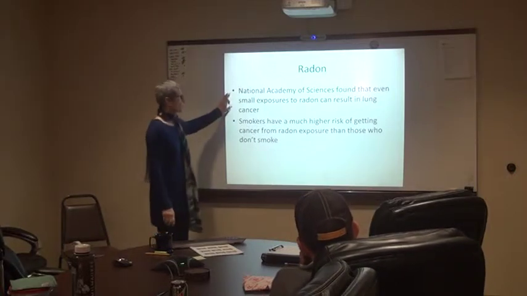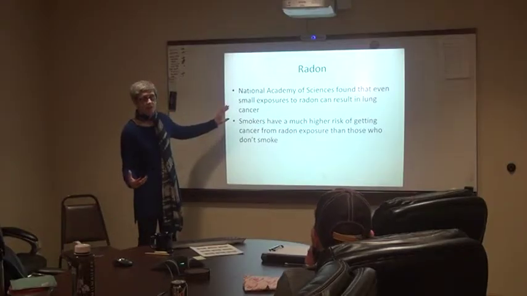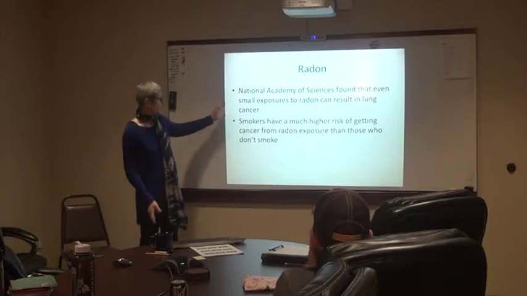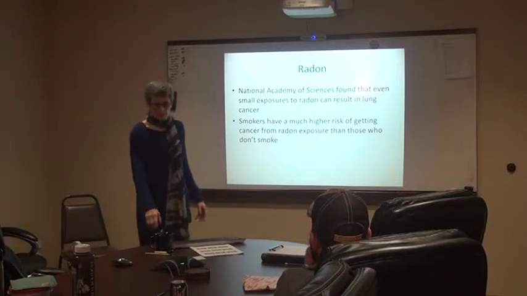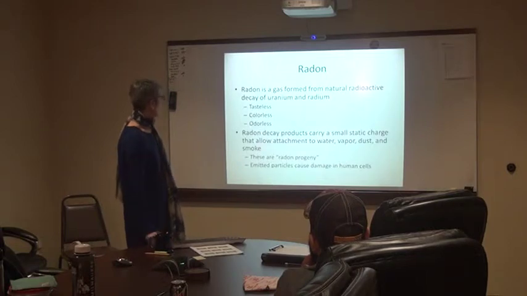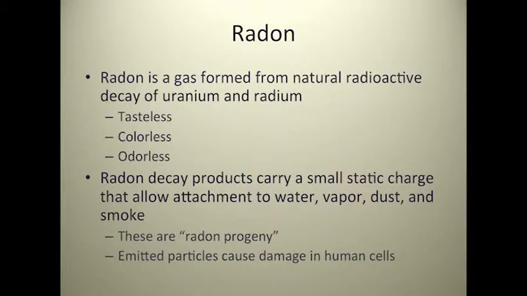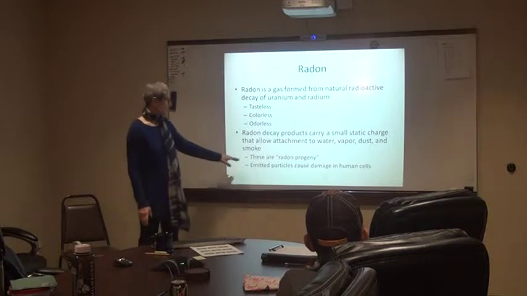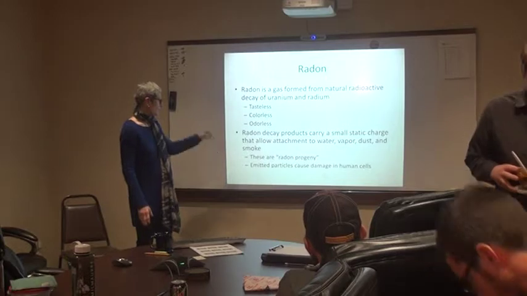Now, the National Academy of Sciences study said that even a small amount can give you lung cancer over a period of time. It's not going to happen overnight. It's going to be years before you get it. Smokers have a much higher risk than those who don't smoke. Their lungs are compromised and it's easy for radon to get in there. It's formed from radioactive decay of uranium and radium. They're called daughters, the radon progeny or daughters are what actually cause it.